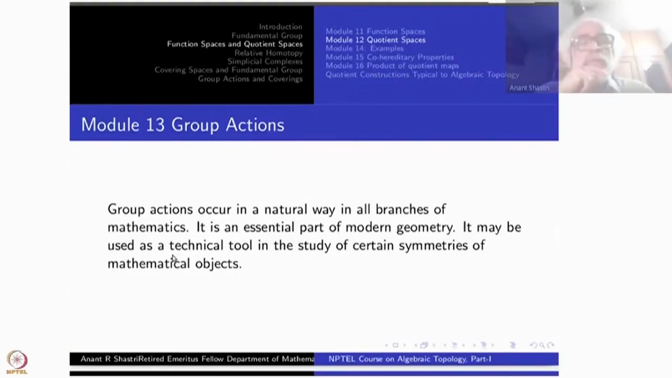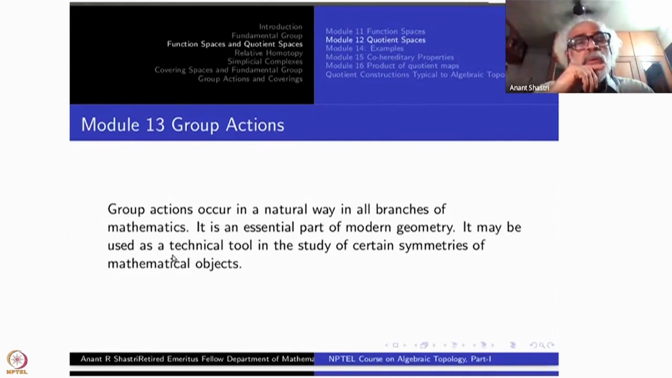So we have been studying quotient spaces. You may suddenly say, why this group actions on? Group actions give you a big supply of quotient spaces. That is the motivation of introducing group actions at this level. It will be used in many other ways later on.